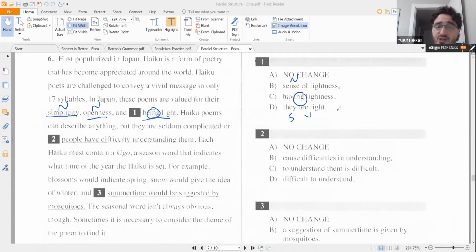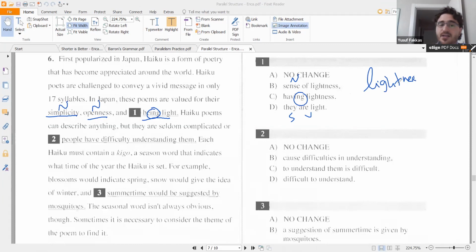Of course, look, actually the best option would be just lightness, right? Simplicity, openness, and lightness. We don't have that here. The closest one is sense of lightness. It's still correct, and we can choose it. But as I told you, they never give you two options that are correct, because that would be confusing. Doesn't make sense, right?